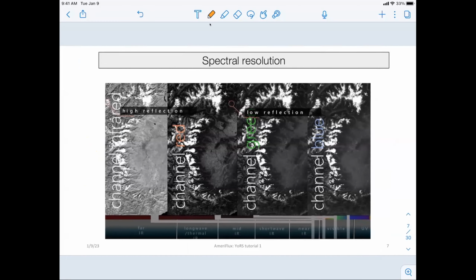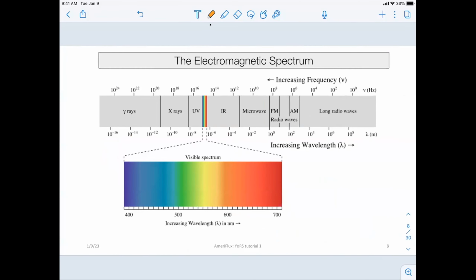Okay, so let's get into spectral resolution. This will be sort of the focus for the next 10 minutes. So the electromagnetic spectrum, I'm not going to explain what a wavelength is and amplitude. You can figure that out on your own. But when we're talking about remote sensing of stuff on Earth, we're mostly focused from the visible to sort of the infrared and shortwave infrared part of the spectrum. And that's what I'm going to be focused on today.